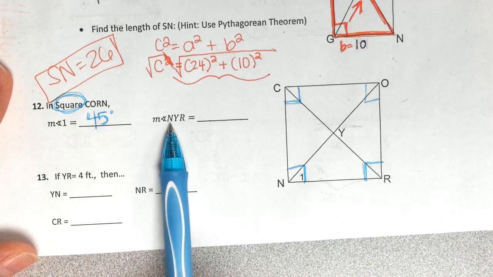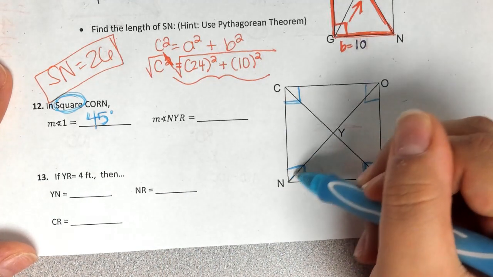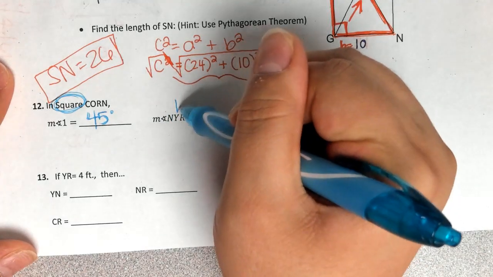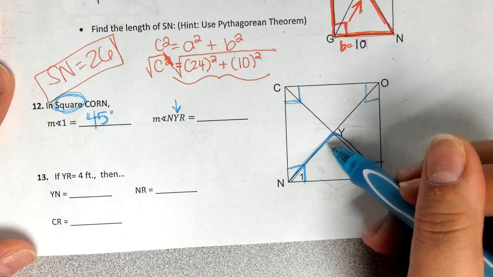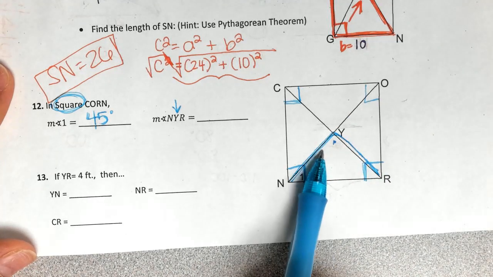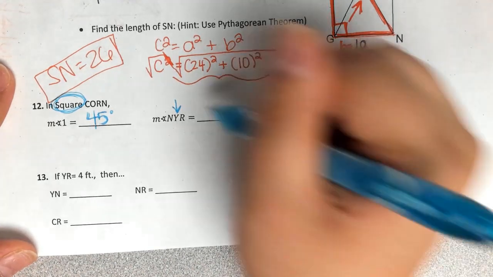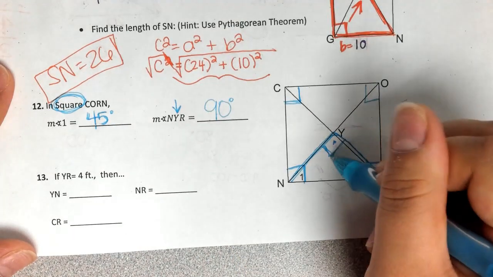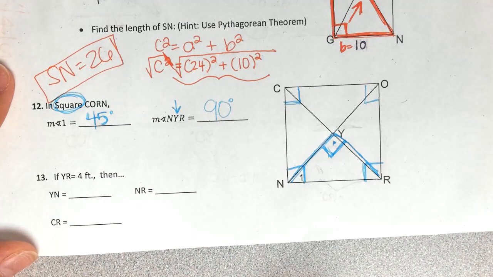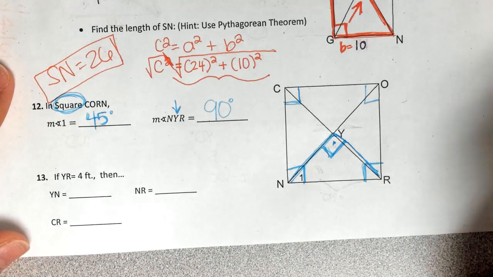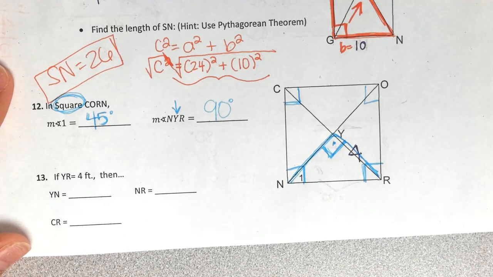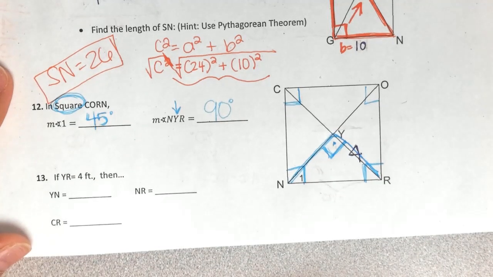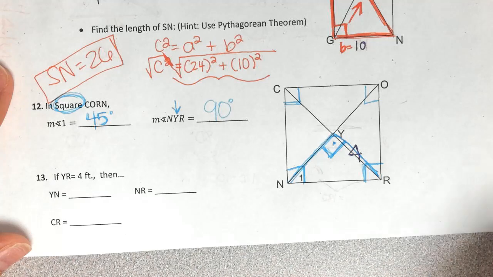All right. What is NYR? N to Y to R. And remember, we look at that middle letter. N to Y to R. What is that angle right there? 90 degrees. If YR is 4, what's YN? 4.